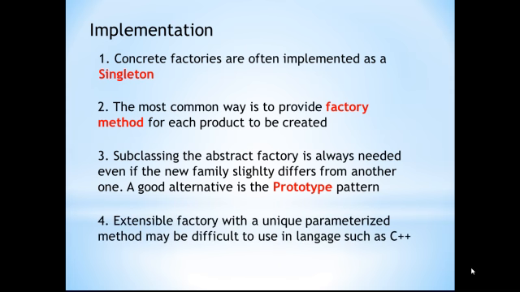An extensible factory with a unique parameterized method may be difficult to use in a language such as C++. Maybe you ask yourself why not just create a unique method with a parameter like an integer or enumeration or whatever. Just keep in mind that doing that, the object which will be returned will always be of the same class. So in our case we have to create a base class like widget. It is especially true for static languages such as C++. It's a little bit easier with dynamic ones such as Smalltalk and so on.